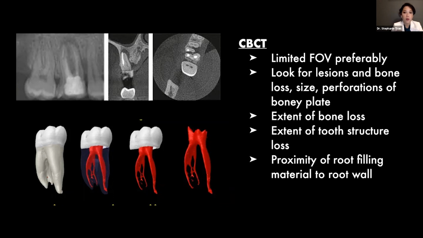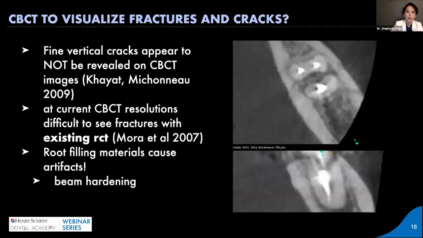Does it involve other anatomical structures or vital structures? The extent, the width, whether or not there's a bony plate involved and a bony collar left, and the root canal itself. So if there are any issues with it, if it's off-centered, that kind of thing.